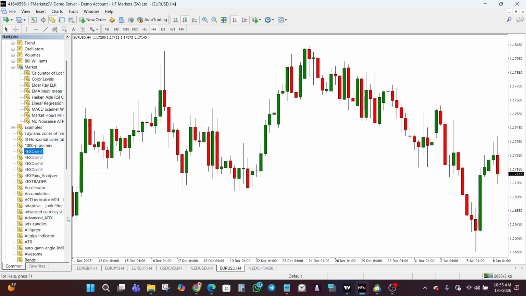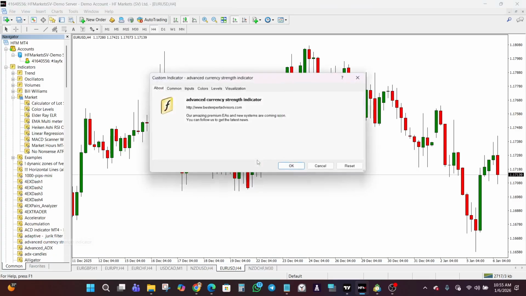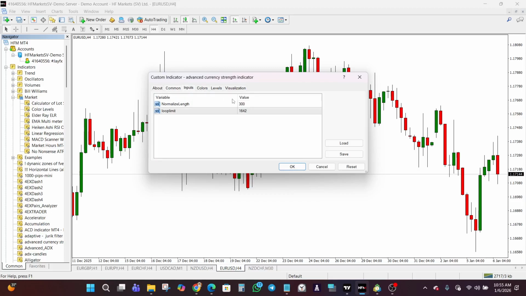Okay, after refreshing your navigator, you just drag and drop the advanced currency strength indicator and ensure that the allow DLL imports box is checked. Then you can see that the customizable inputs contain the normalized length and the loop limit. So you can modify these values depending on how you want the indicator to react. Depending on the way you want the indicator to perform, you just modify this value according to your taste. But if you don't have special settings, you can just work with the default settings.